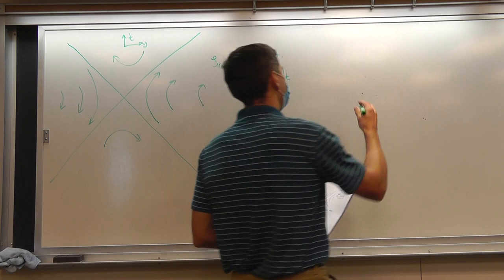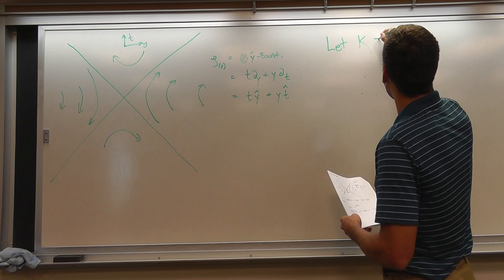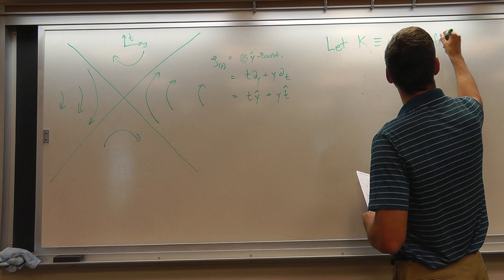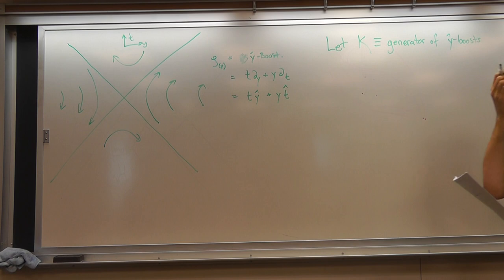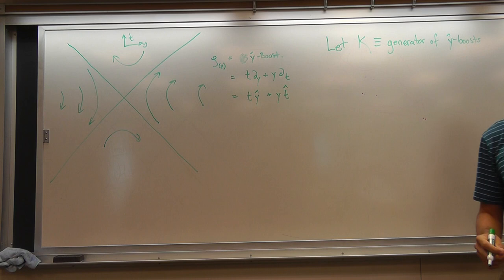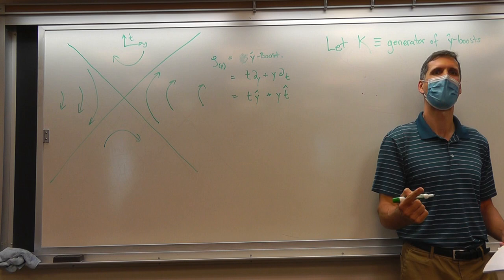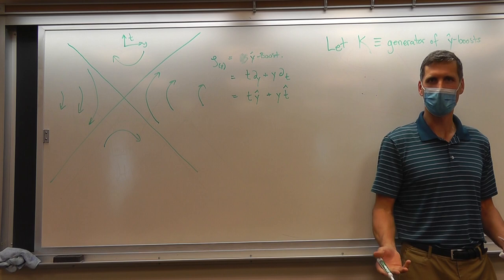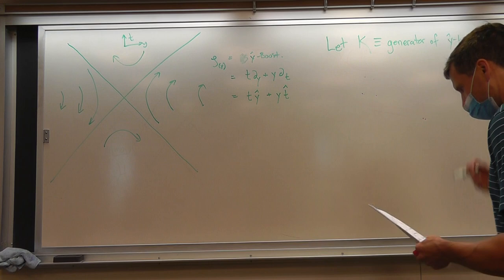Let K be the generator of these boosts. Generator means the conserved charge associated to boosts. Well, we're used to thinking of conserved charge associated to angular momentum, rotations, or associated to time translations, that's the energy. But there's a conserved charge associated to boosts, which I'll write down the formula for in a minute. That's K.